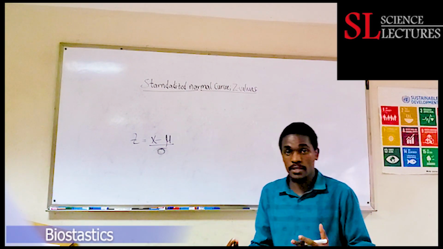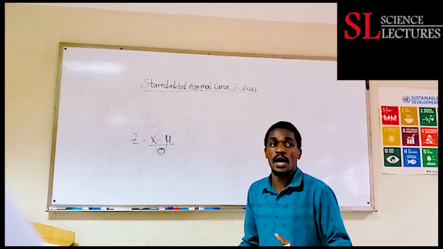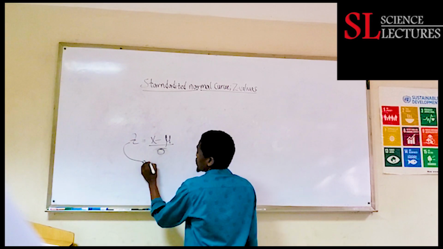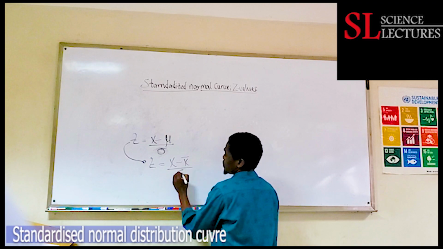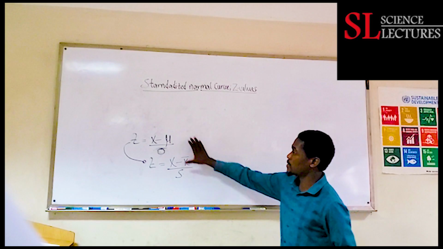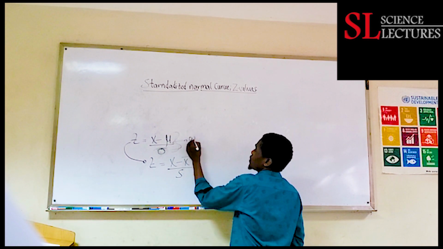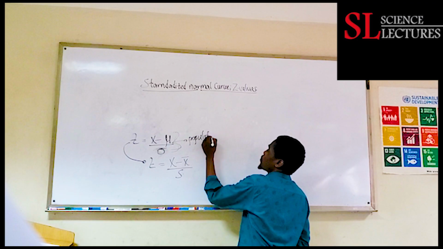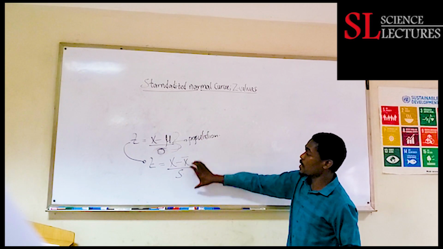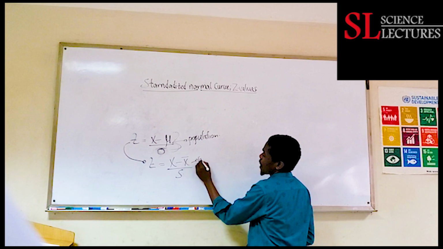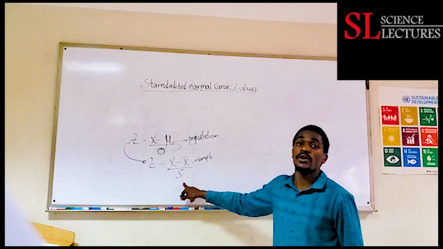Now we want to apply this concept of the normal distribution curve into a z-test. If we were given a z-test, how would we apply it? This would become z is equal to x minus x bar over s. So here we are dealing with a sample. This one is for the population, because this is the mean of the population and the standard deviation of the population. So if we need the ones for the sample, this will be the mean of the sample, and S will be the standard deviation of the sample.